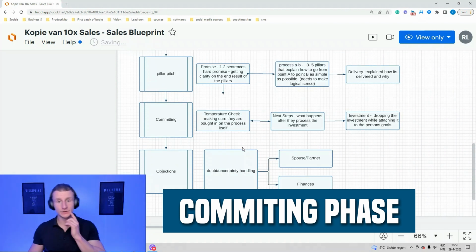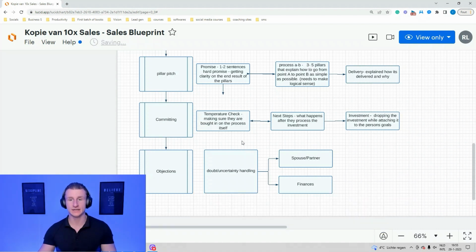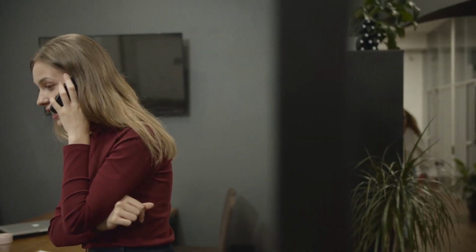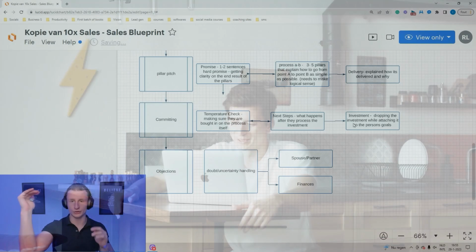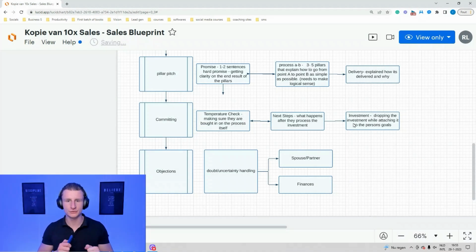So then we have the committing phase. And the first thing we're going to do in the committing phase is actually a temp check. Then we have the next steps, and then we have the investment drop. We first always do a temp check before we drop the investment to understand how bought in they are to the process. So then we do, for example, like, hey, from 1 to 10, 1 means like, Roy, I hate you, I want to get off this call. And 10 means like, hey, this process specifically is exactly what I need in order to go to a certain result. And they do the temp check.